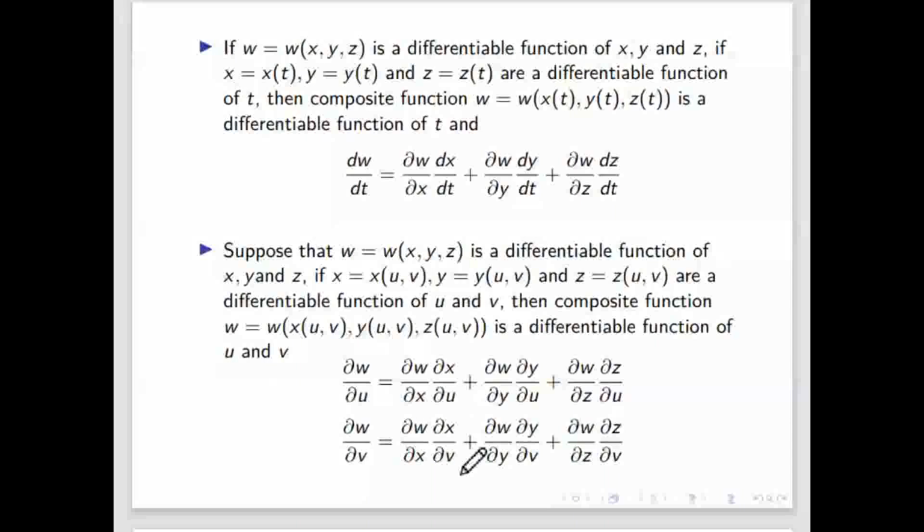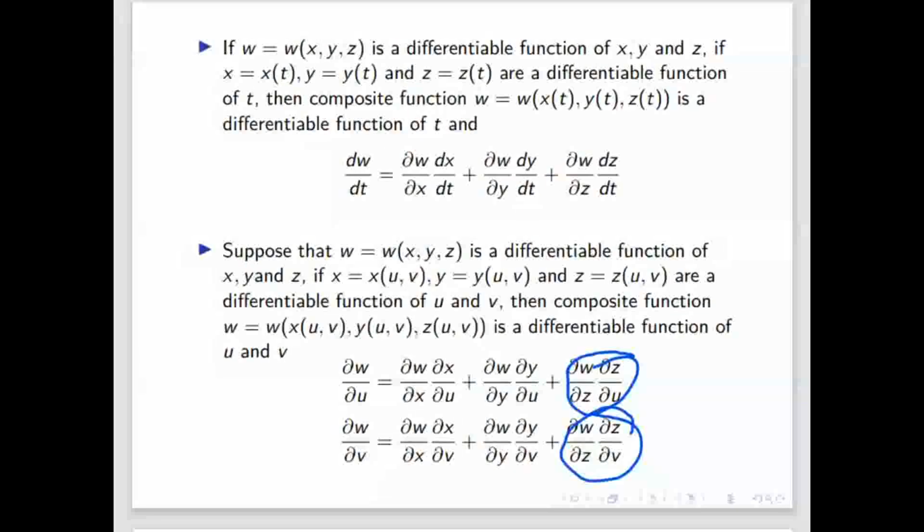Similarly for del y by del u. So this is the chain rule if w is a function of x, y, z. Suppose w is a function of x and y, z is not there, then this last term will be gone. If it is only one variable, then this also is gone. So I hope it is clear to everyone what the chain rule is.